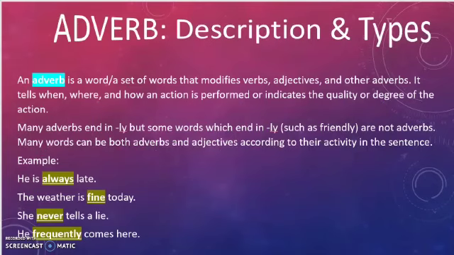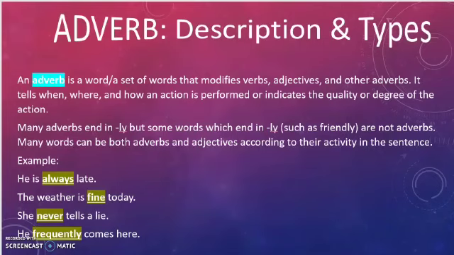adverb. Now, what is an adverb? An adverb is a word, or a set of words, that modifies verbs, adjectives, and other adverbs. It tells when, where, and how an action is performed, or indicates the quality or degree of the action. Many adverbs end in ly, but some words which end in ly, such as friendly, are not adverbs. Many words can be both adverbs and adjectives according to their function in the sentence.